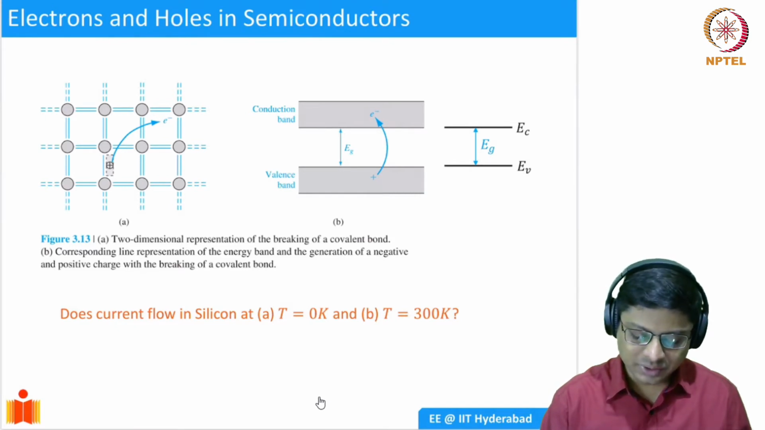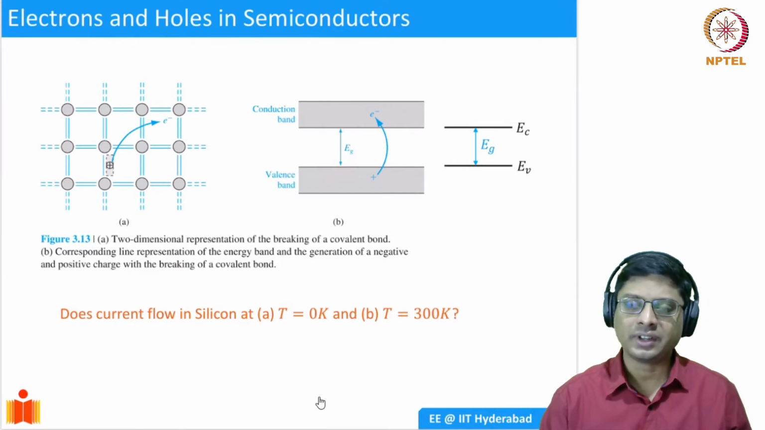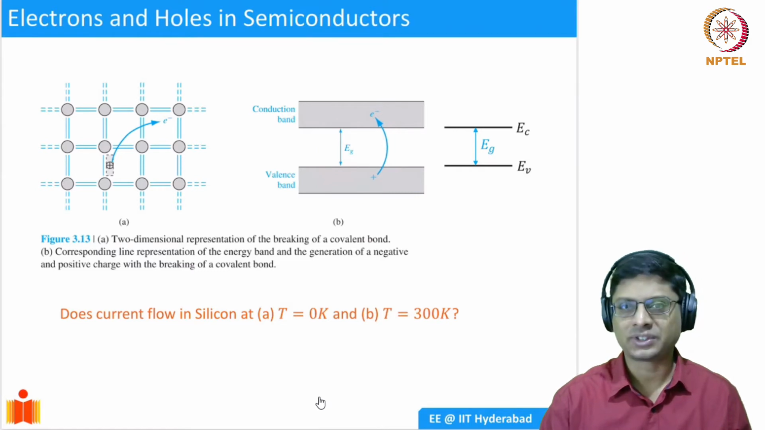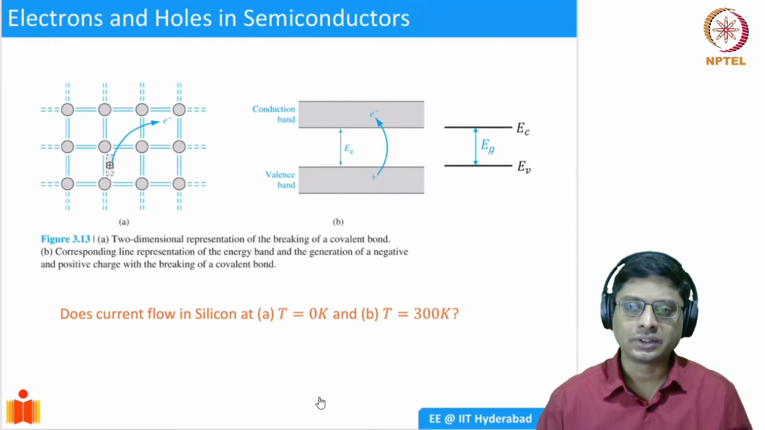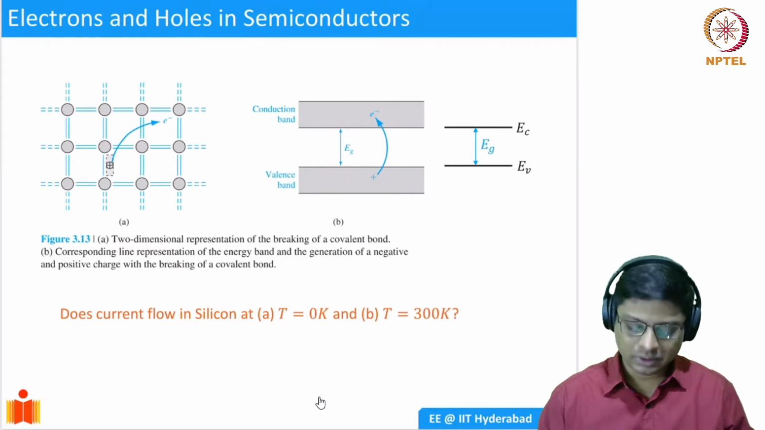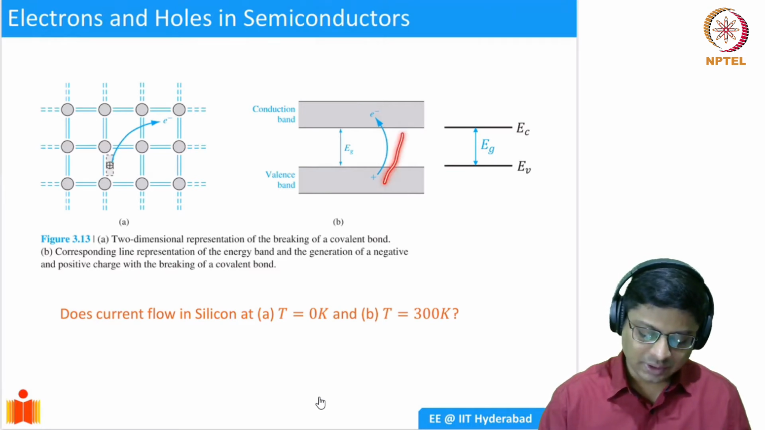So the amount of energy you need to supply is basically Eg. When you do that, the electron goes into the upper state. The upper state has a lot of empty states, right? The conduction band, we saw, is completely empty. Okay, so then this can happen. This is how we represent this process.